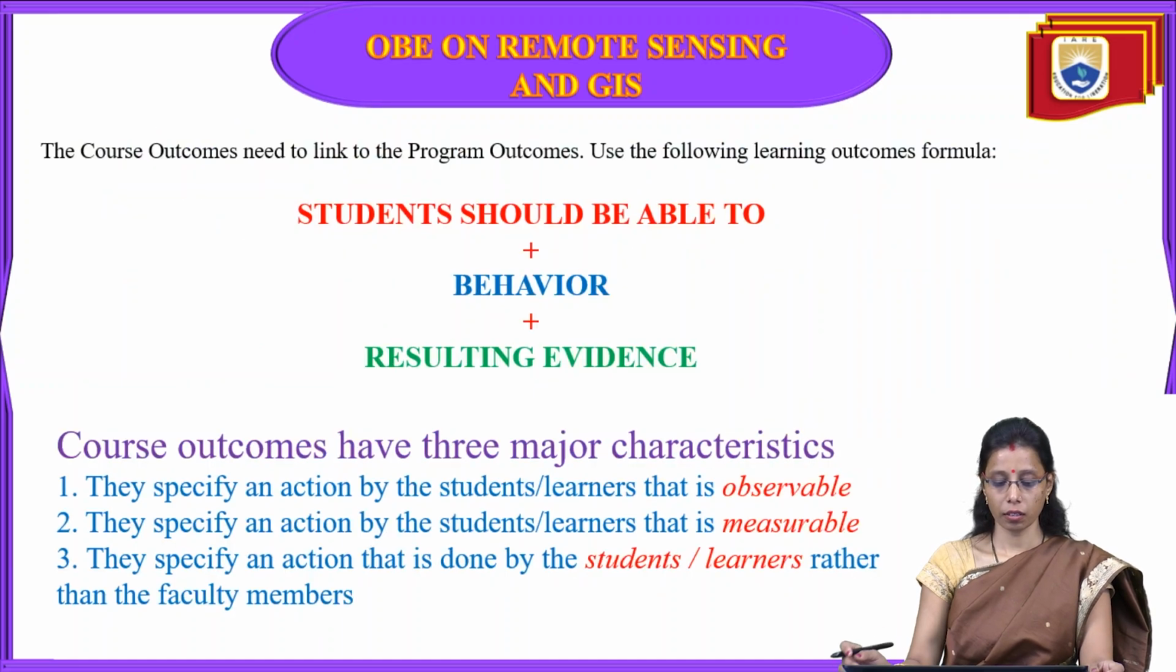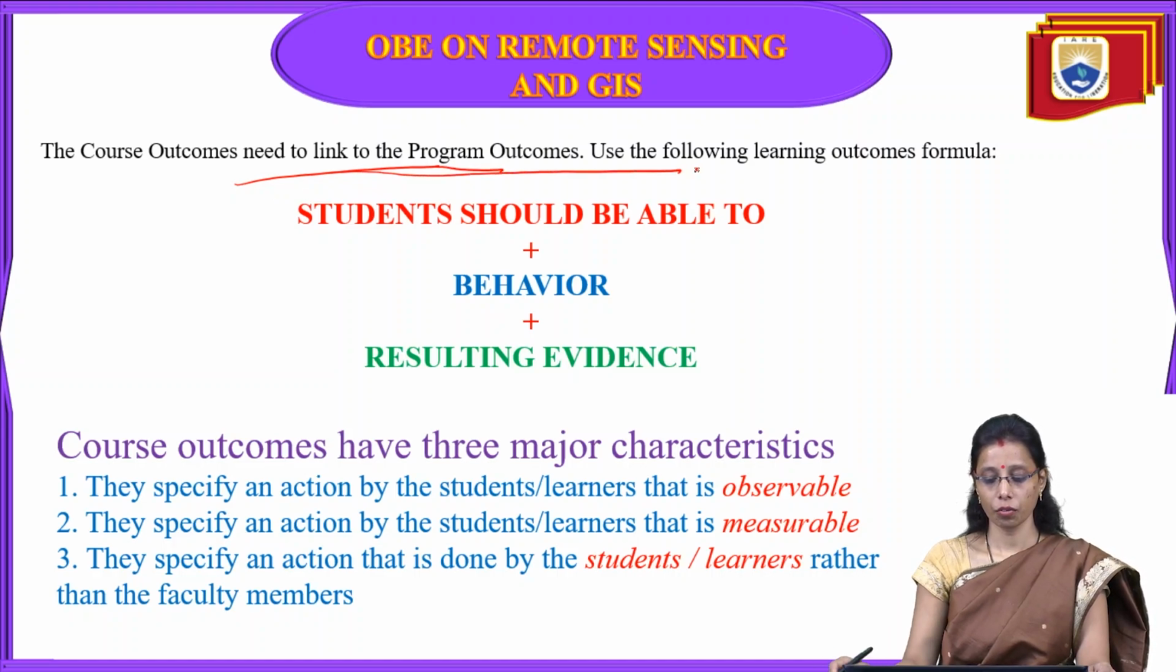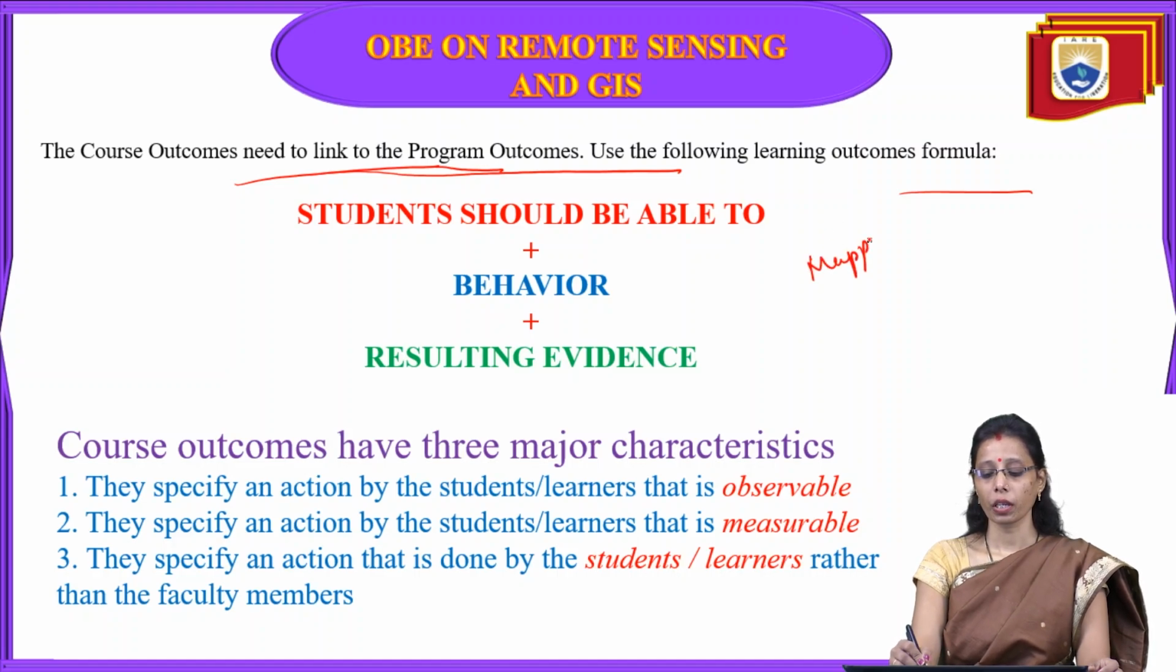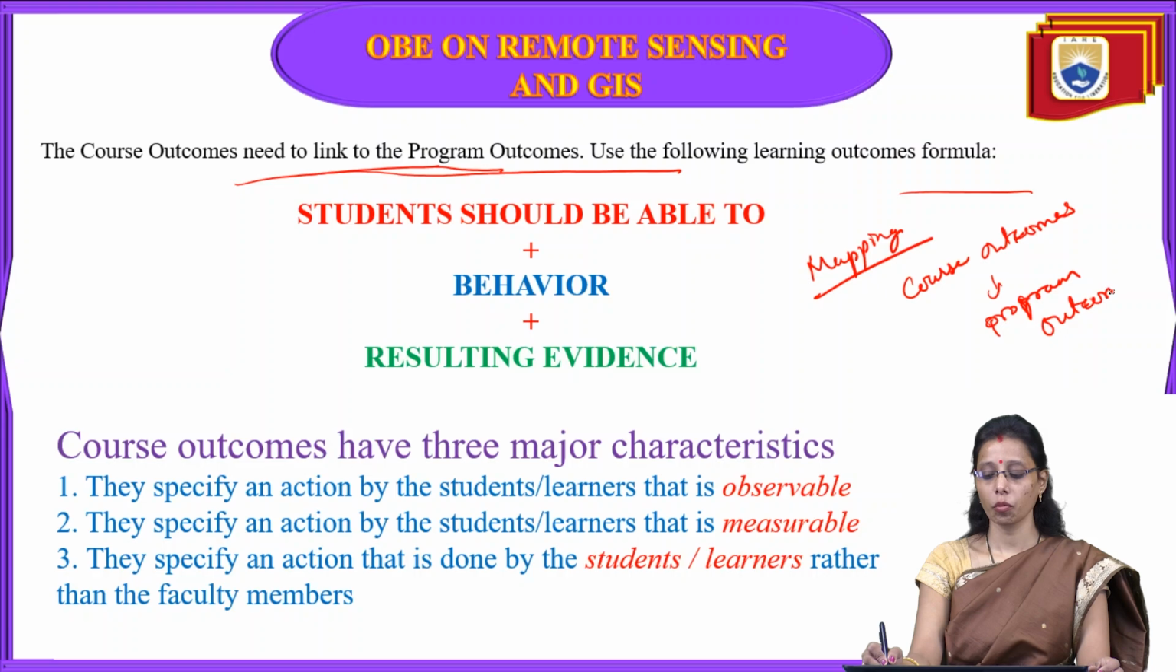So next is the course outcome. How do course outcomes link to the program outcomes? Use the following learning outcome formula. How can we say how course outcomes are linked to the program outcomes? What we have to do is the mapping of course outcomes to program outcomes. So how can we do that?